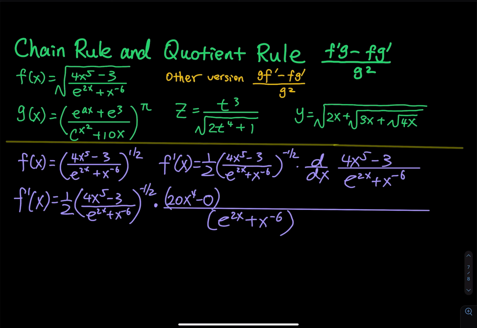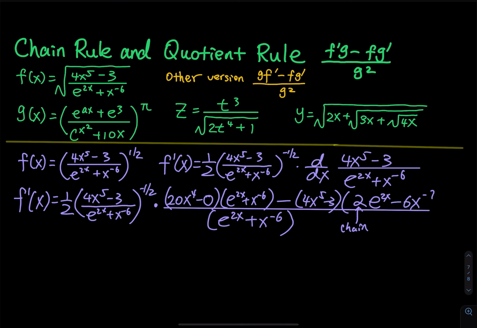And then we copy the denominator, e to the 2x plus x to the negative 6, and then minus, for the quotient rule, we copy the numerator, 4x to the 5th minus 3, times the derivative of the denominator, that is e to the 2x times 2. So this 2 is by chain rule. And then the negative 6, so bring the negative 6 down, x to the negative 7. So this is the answer to the first function.